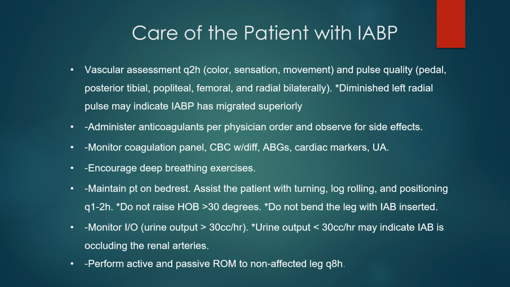And then, of course, we want to monitor the urinary output. If the urine output goes less than 30 mLs an hour, it can indicate that the balloon pump has come out and pulled back some and has gone lower, right? And has occluded the renal artery. So then again, you want to get a stat chest x-ray. And then we want to perform and promote some range of motion on the unaffected extremity.